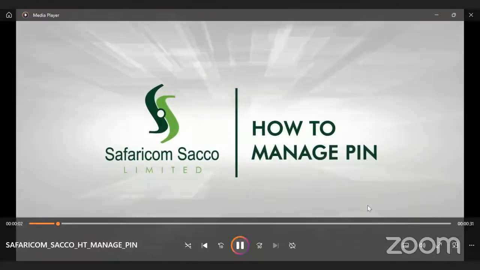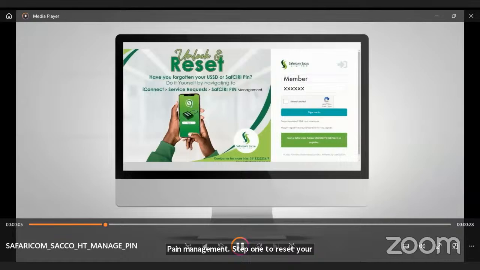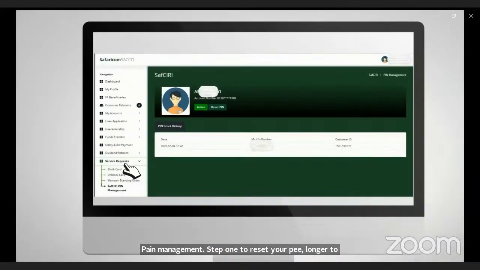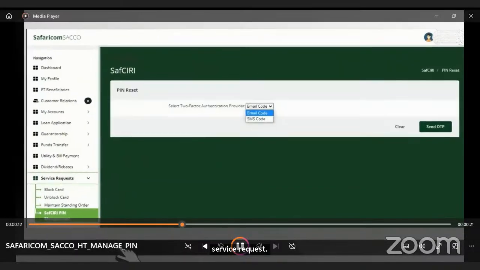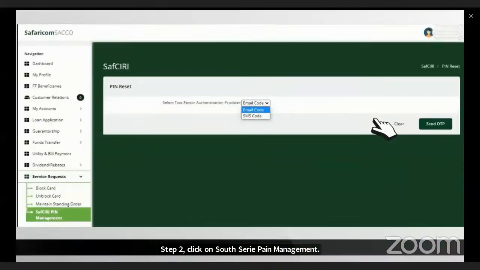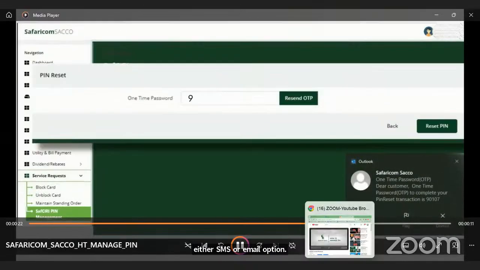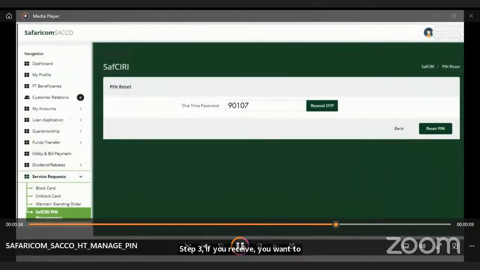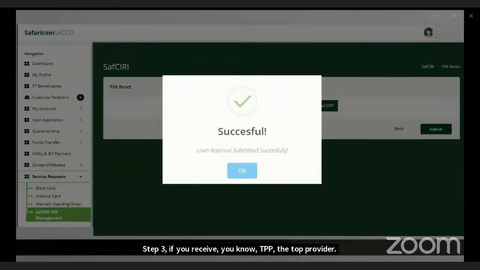PIN management. Step 1. To reset your PIN, log into iConnect, and while on the dashboard, go to Service Request. Step 2. Click on Sub-Siri PIN Management. Then choose either the SMS or email option, then send OTP. Step 3. Once you receive the OTP, input it on the tab provided. Step 4. Submit the OTP and the process is successful.